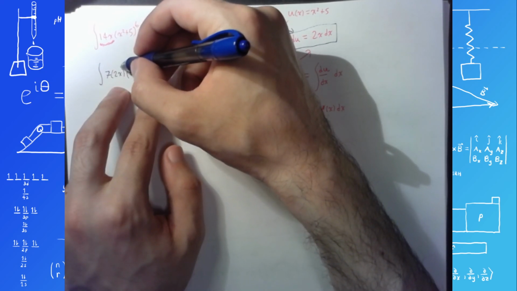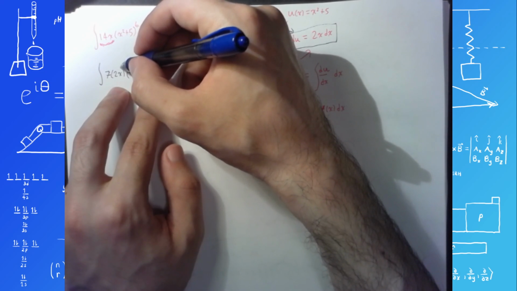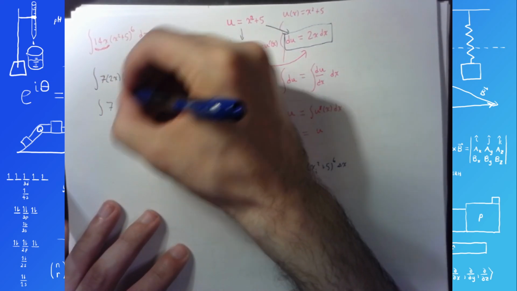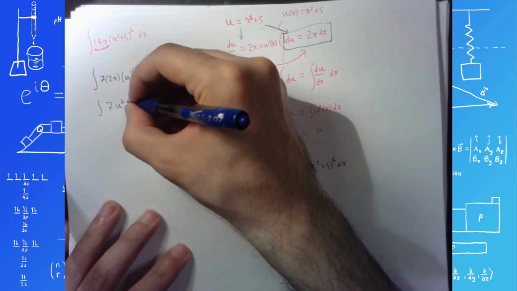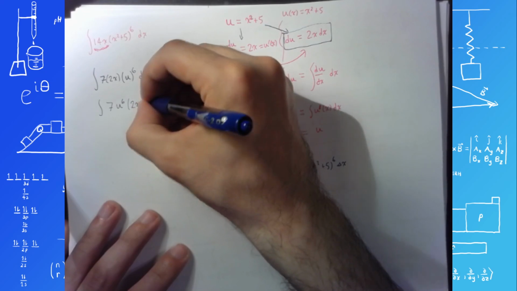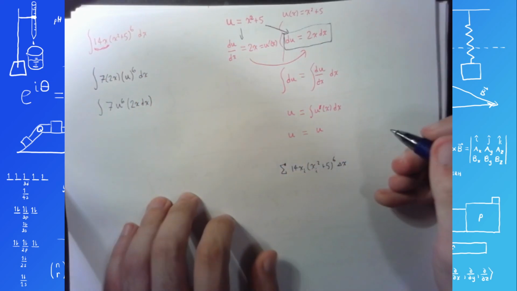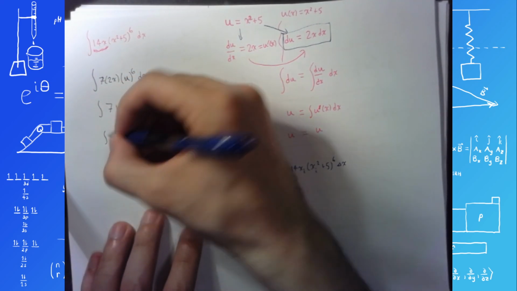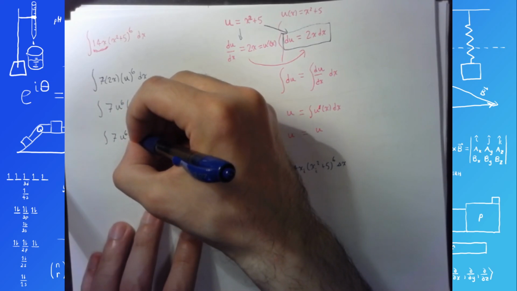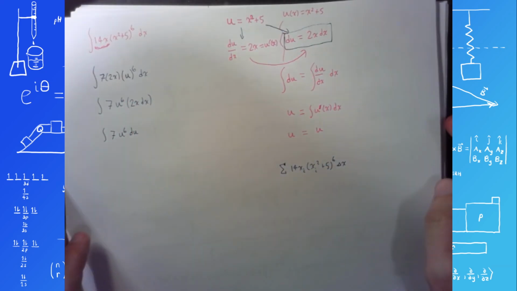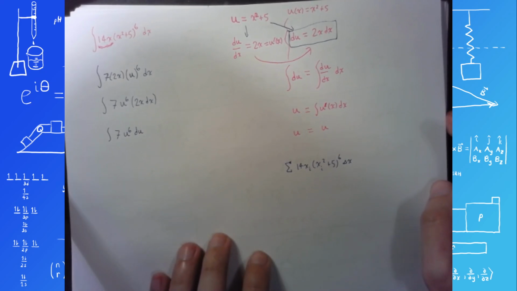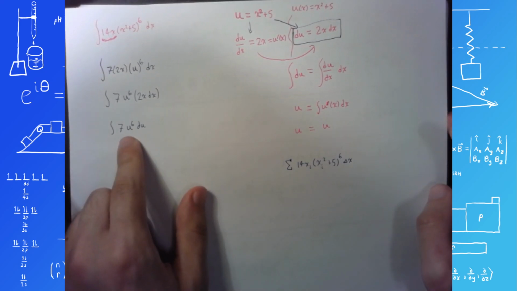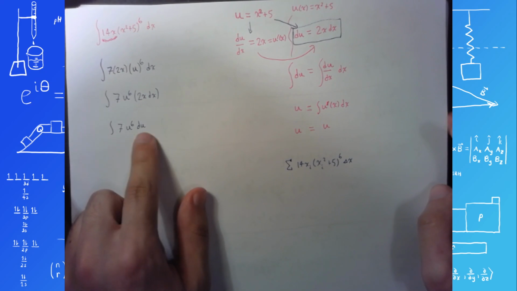So yeah, taking advantage of the commutative property of multiplication, I can just rewrite this as 7u to the 6 times 2x dx, and my 2x dx can be replaced with a du. 7u to the 6 du. And now I have a new integral in terms of a new variable. My variable and my differential agree with each other.